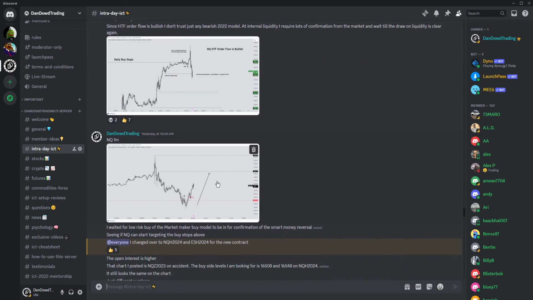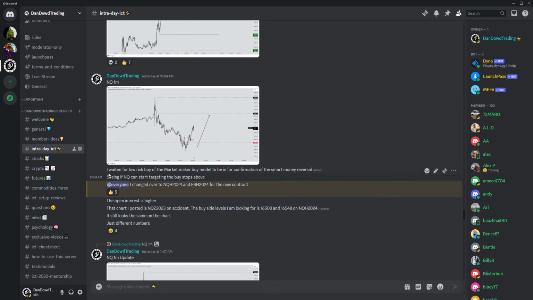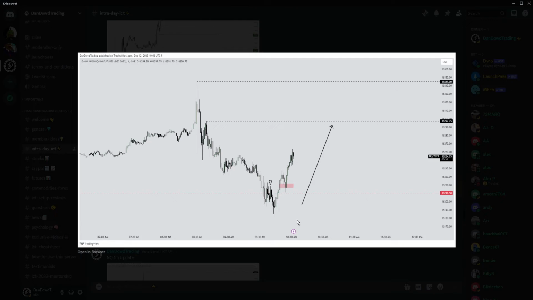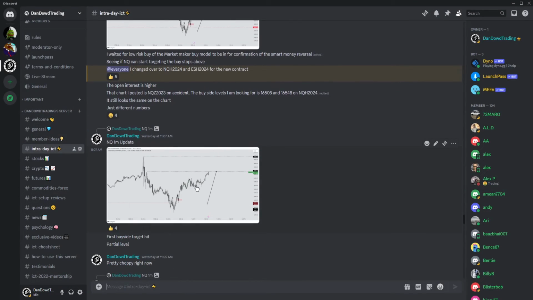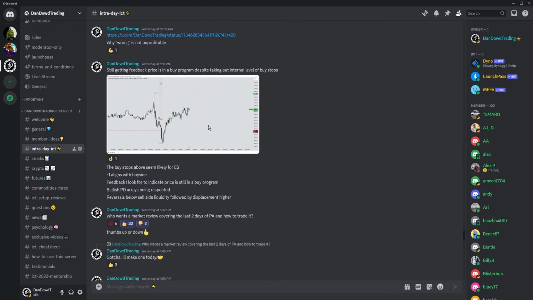So on Monday, there was some nice setups. Yesterday, we did have another very nice setup on the NASDAQ where it was suggesting a market maker buy model, looking for order flow to be bullish until price reaches that 16,300 level and the 16,345 level. So I said I waited for a low risk buy of the market maker buy model for confirmation that there was a smart money reversal. If you don't know what that means, I was just waiting for confirmation of higher prices, and we did deliver to that first target, and then we delivered to the second target later in the day.